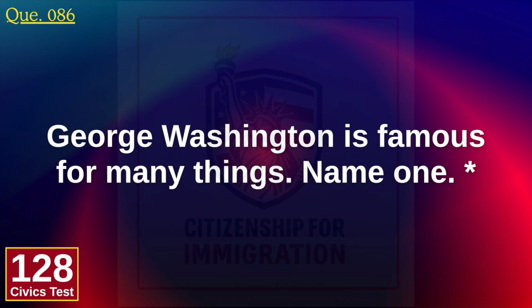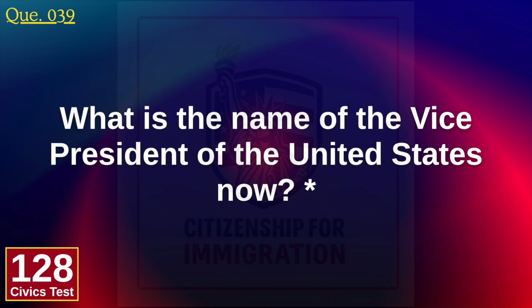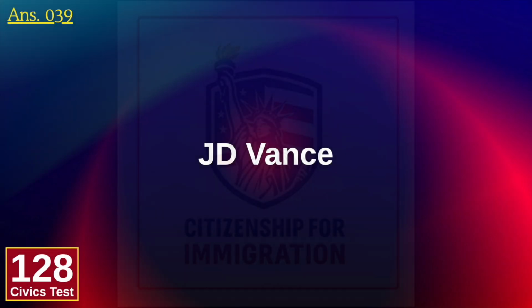George Washington is famous for many things. Name one. Father of our country. What is the name of the Vice President of the United States now? J.D. Vance.